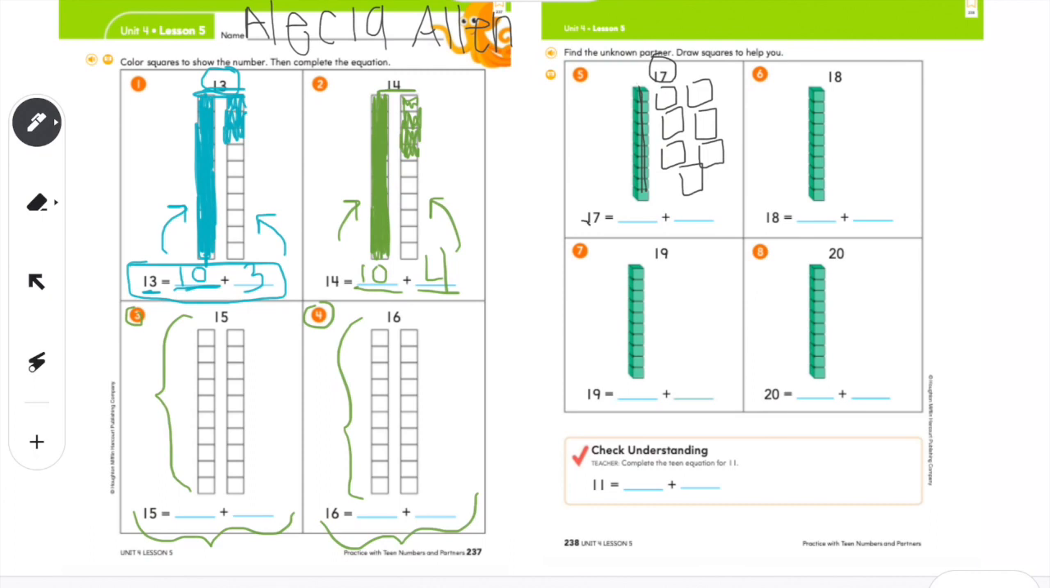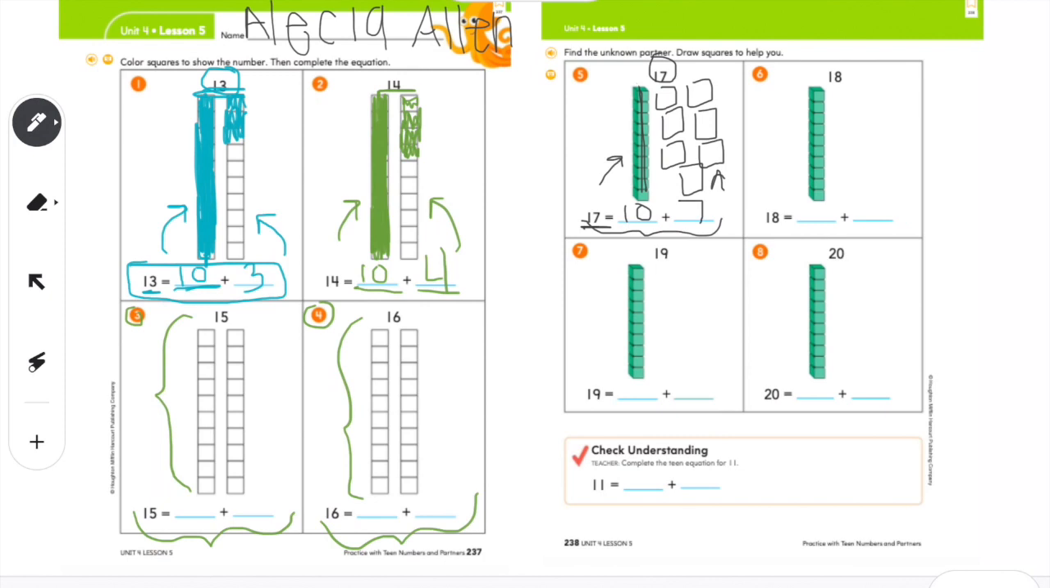I'm now going to complete the equation. 17 equals, how many boxes were there? Do you remember? 10. It's a 10 stick. Plus, how many boxes did I draw? 1, 2, 3, 4, 5, 6, 7. 17 equals 10 plus 7.